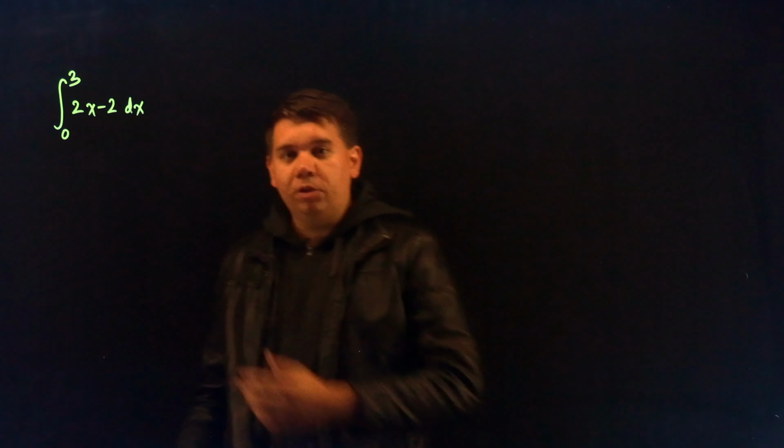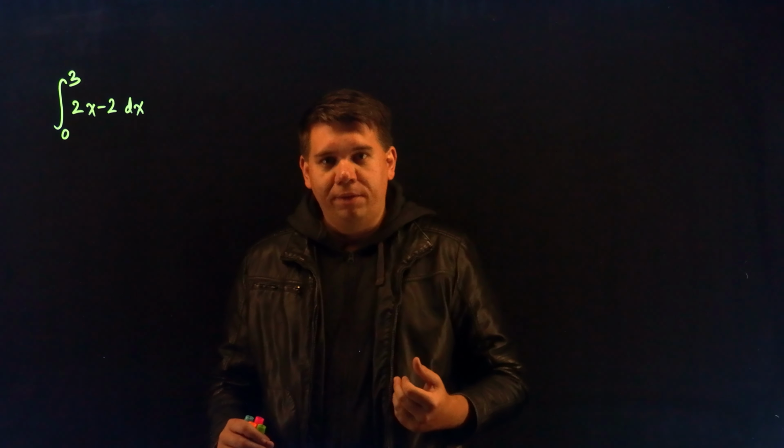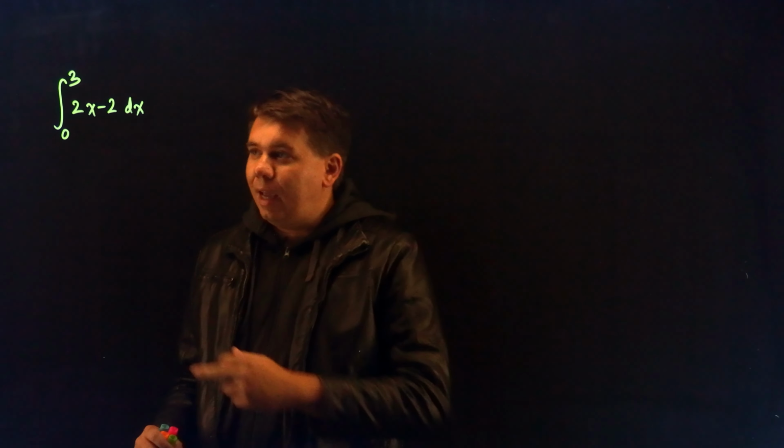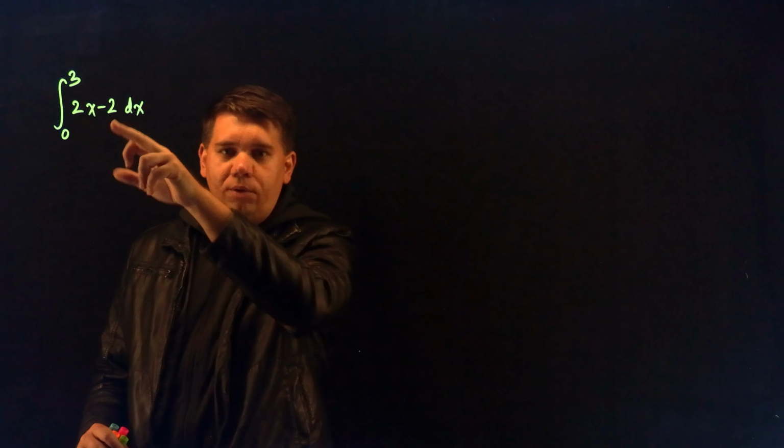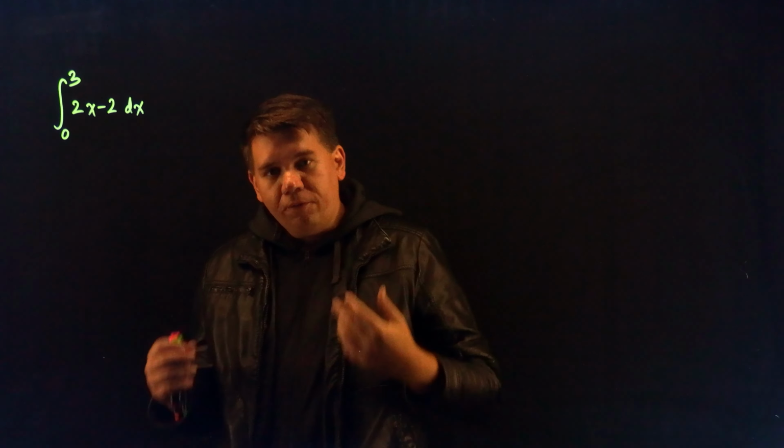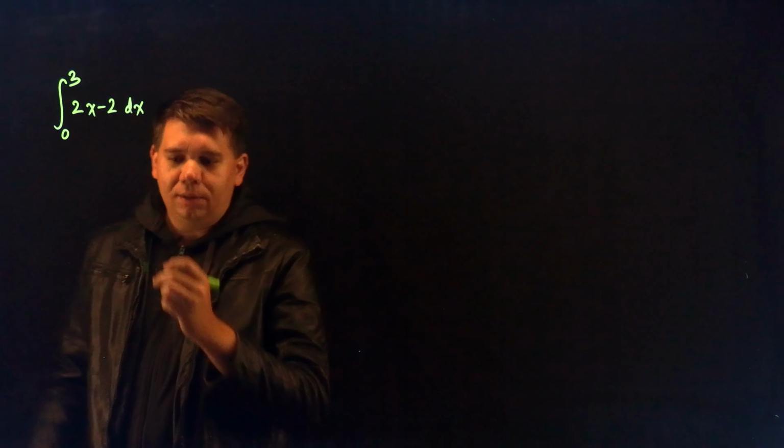In this video, I'm going to show you 3 different ways to solve this definite integral. So this is asking us for the area from x equals 0 to 3 between the function y equals 2x minus 2 and the x-axis. And so the first way to solve this is by setting up a Riemann sum.